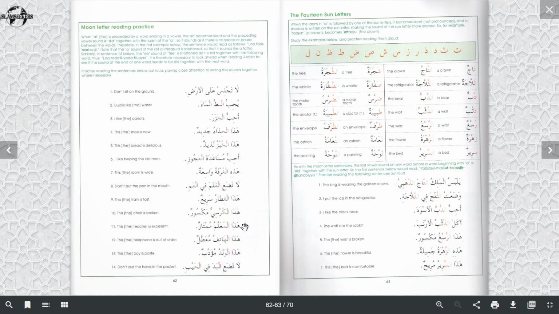Number 11. This teacher is excellent. هذا المعلم ممتاز. Number 12. This telephone is out of order. هذا الهاتف معطل. Number 13. This boy is polite. هذا الولد مؤدب. Number 14. Don't put the hand in the pocket. لا تضع اليد في الجيب.